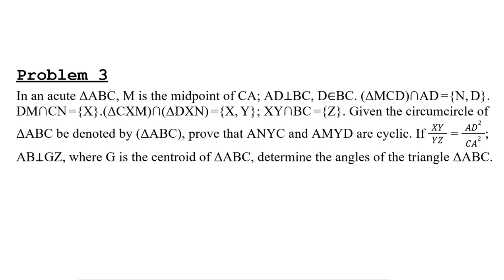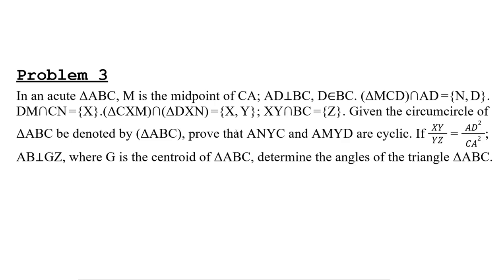has a circumcircle, and these two circumcircles intersect at X, which is one obvious common point since X is there in both of these triangles, and Y is the second intersection point, which is what we're worried about right now. And then XY intersects BC at Z. So of course you have to extend XY to meet BC at Z. And like I said earlier, this is how you denote the circumcircle.